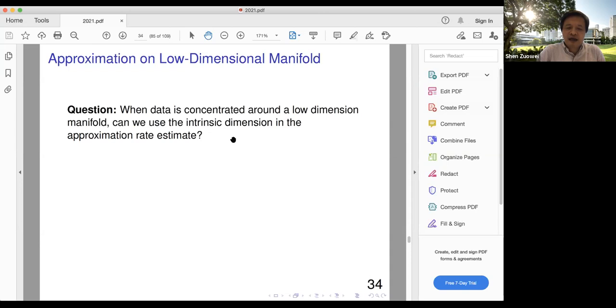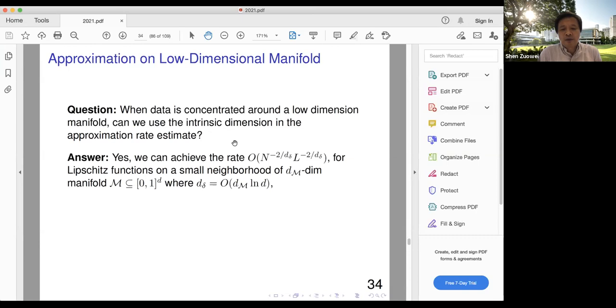Then can you use that? We can. In the same paper we prove that you can reduce the integer D to a D delta. What is the D delta? If your lower dimensional manifold lies in R^D and its dimension is, say, R^{d_n}, then my D delta is d_n times log D. So this is much smaller. Much smaller D. So this improves things.